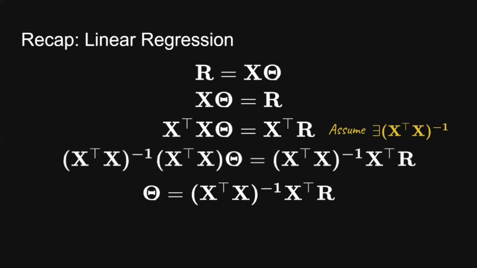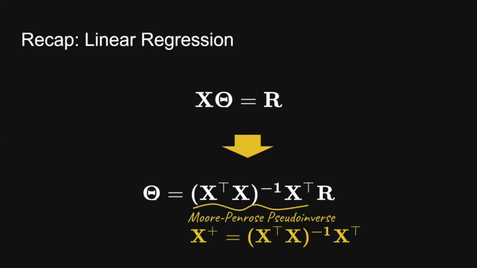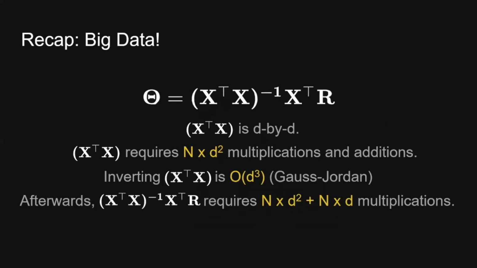So at the end of the day, the solution to X theta equals R is simply the pseudo inverse of X times R, right? And that was something that we learned from the last time. But then we also figured that there were some problems, right?